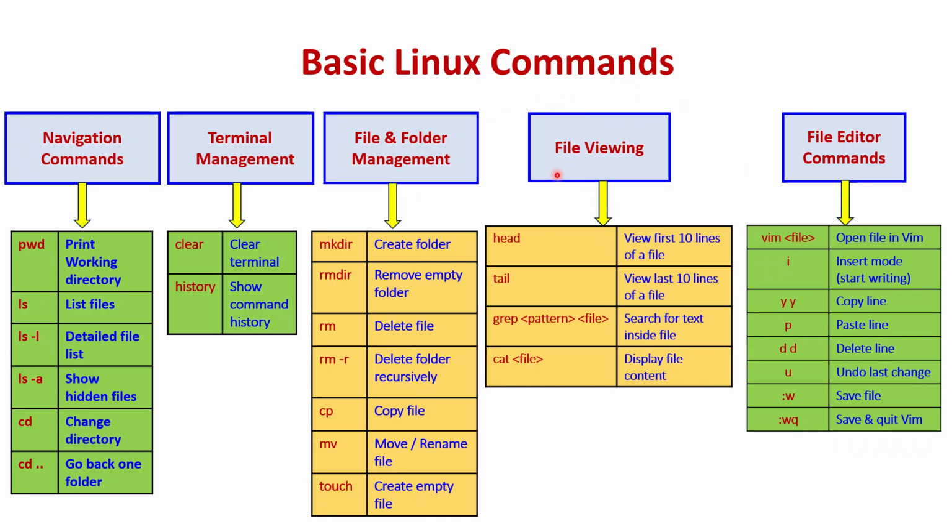Next, we are going to see file viewing. In file viewing, we have 4 different commands. The first one is head. Head is used for viewing the first 10 lines of the file that we are currently working on. And tail is used for viewing the last 10 lines of the file. The grep command is used for searching a particular text inside the file, whereas the cat command is used for displaying the file content in the terminal window.